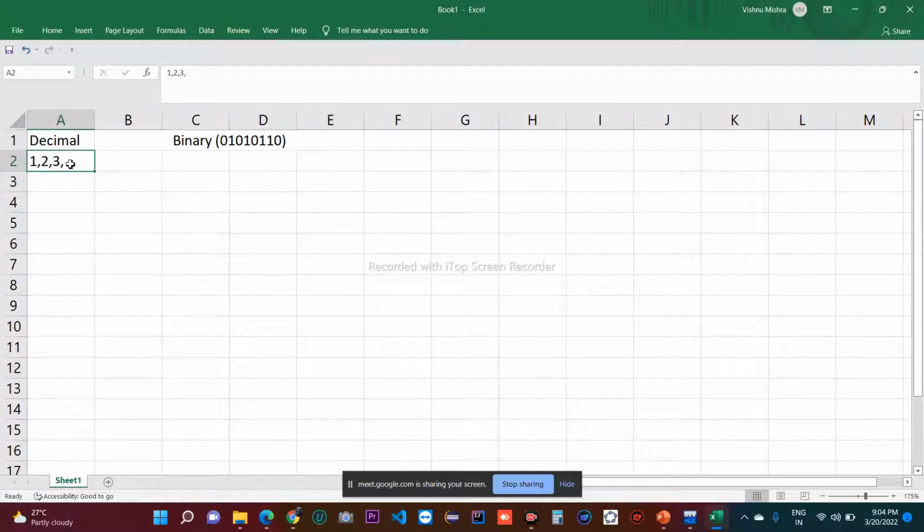And how is it done? It's very simple. Binary runs in powers of 2. So first I write 2 to the power 0, then 2 to the power 1, then 2 to the power 2, 2 to the power 3, and it goes on like this.